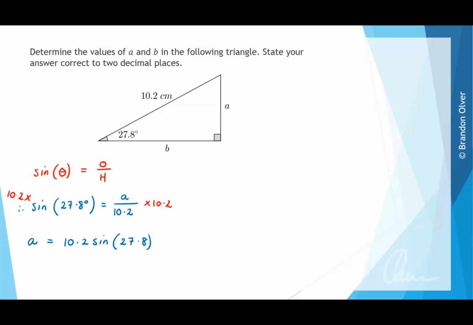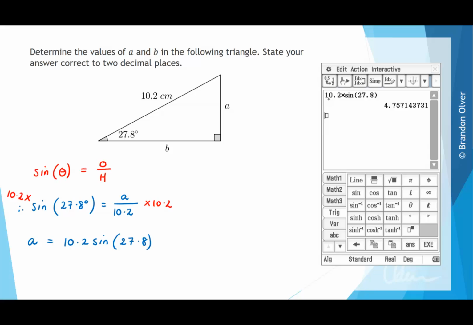And to evaluate that correct to 2 decimal places, we're going to need a calculator. So our entry is 10.2 times sine of 27.8, where sine can be found under trig in the keyboard of the Casio ClassPad. And we can see that the value correct to 2 decimal places is 4.76. So A equals 4.76, and the units are centimetres.